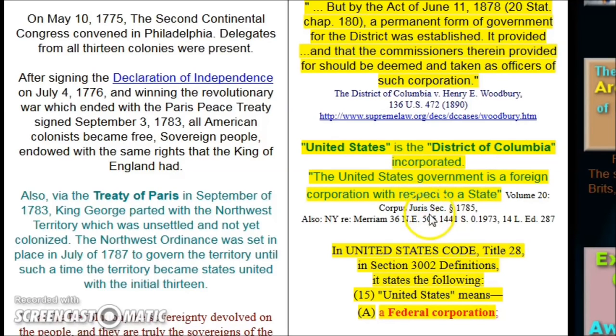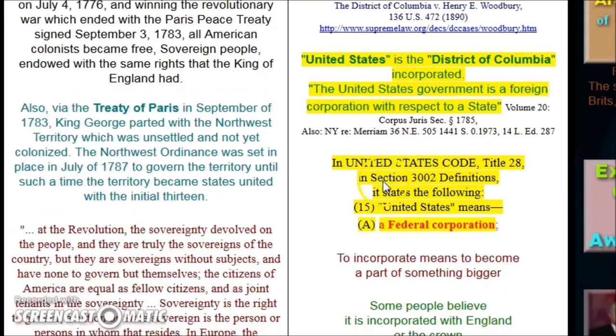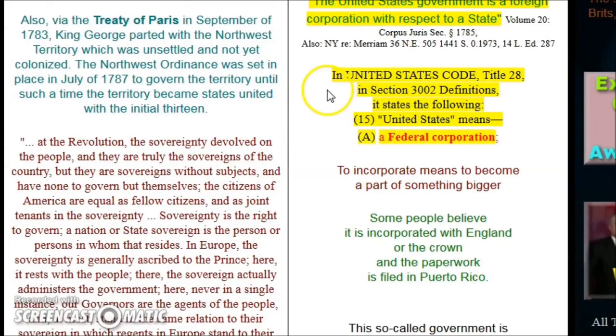The United States is the District of Columbia Incorporated. The United States government is a foreign corporation with respect to a state. And here in the United States Code, Title 28, Section 3002, under definitions, it states the following. Small caps United States means federal corporation. So they poured over the small United States, which we all think we belong to, and made it into a federal corporation.